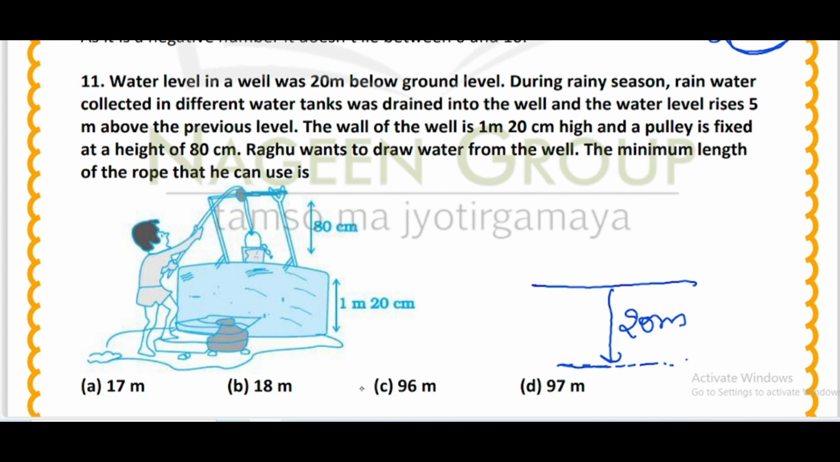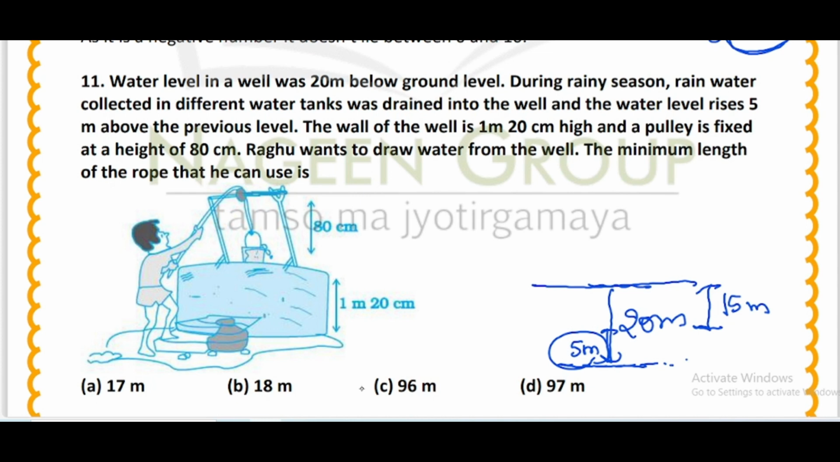Let's see. 20 meters below the ground level. Then it rises by 5 meter. Then the water level below the ground level is 15 meter, because the water rose 5 meter due to the rainwater.